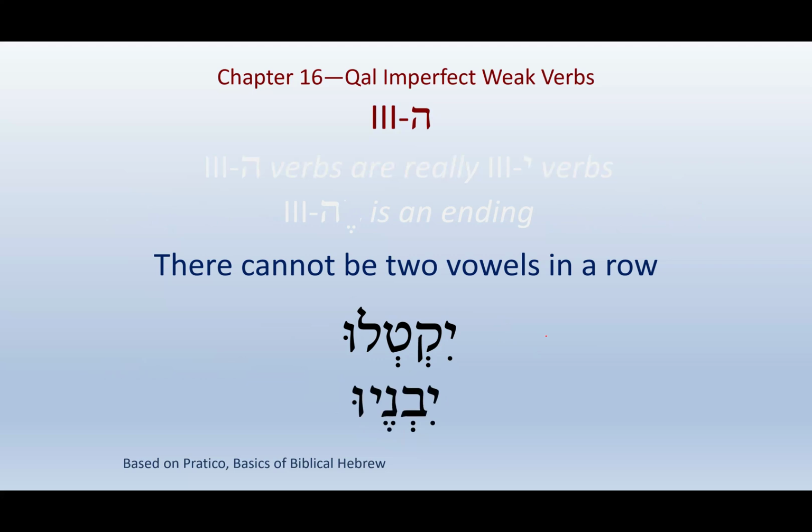But when we come to yiv-ne-u, we can't have a u in a row there. So that isn't going to work. That segol yod has to come out. And so you just have yivnu. And we still see we have the preformative, subformative. And you have the root bnh like that. It's a verb that usually has to do with building.